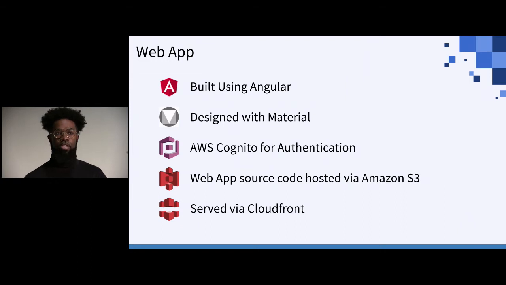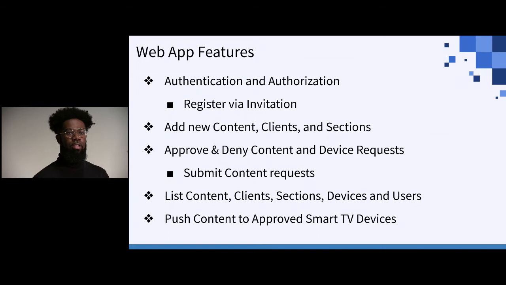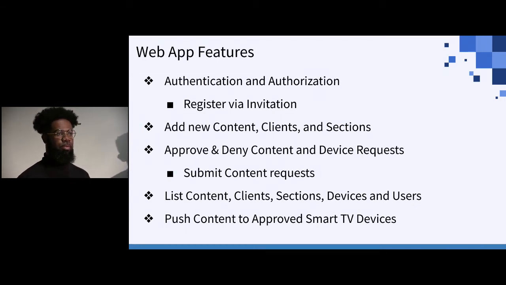AWS Cognito for authentication. Things like email notifications upon registration were something that the sponsor also requested, so we were able to deliver that feature using Cognito, and hosting and serving the website via S3 buckets and CloudFront. So some of the key features, like I said before, authentication and authorization through AWS Cognito. We also had a registration flow through invitation, so we didn't want any random user to be able to go to the website and register as a user.